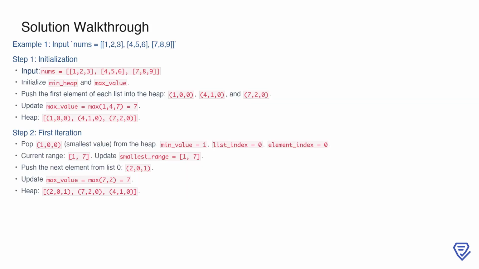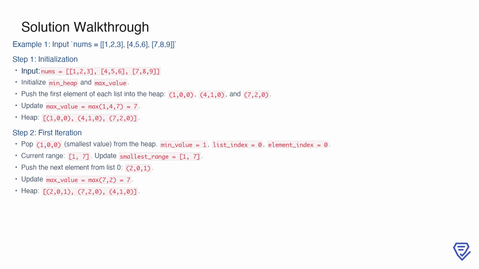We begin with the input lists nums equals [[1, 2, 3], [4, 5, 6], [7, 8, 9]]. The first step is to initialize a min heap to efficiently track the smallest elements across all lists and a max_value variable to record the largest element in the current range. Initially, we push the first element from each list into the heap, resulting in tuples (1, 0, 0), (4, 1, 0), and (7, 2, 0). The heap now contains these values, and we compute the initial max_value as the maximum of the first elements, max(1, 4, 7), which equals 7. This setup ensures we have both the smallest and largest values at our disposal to calculate the first range.